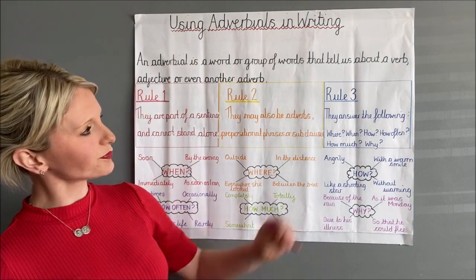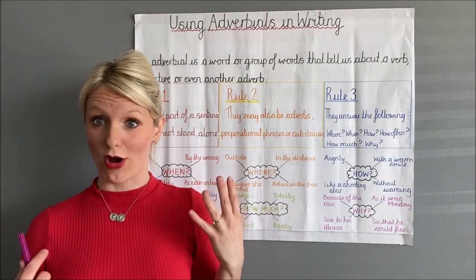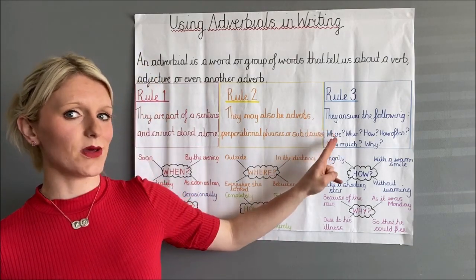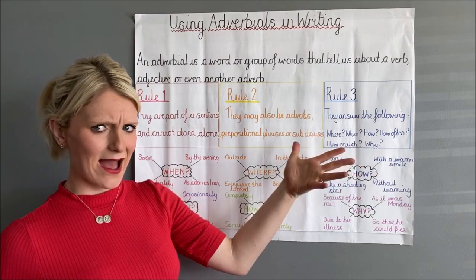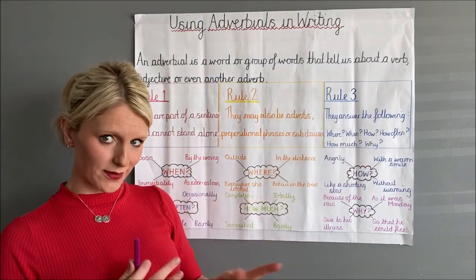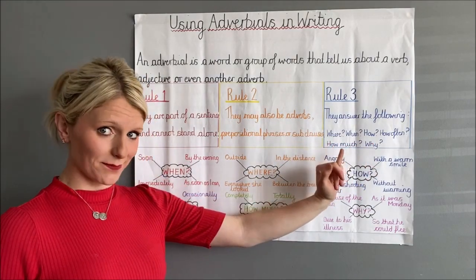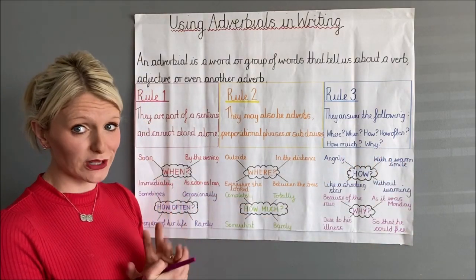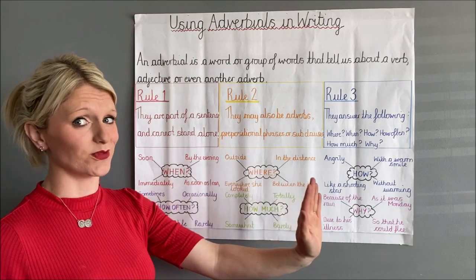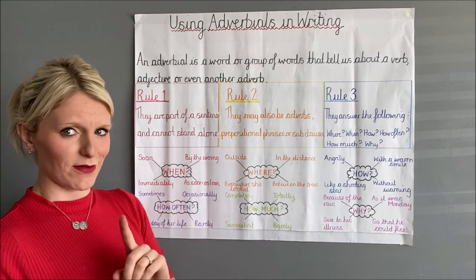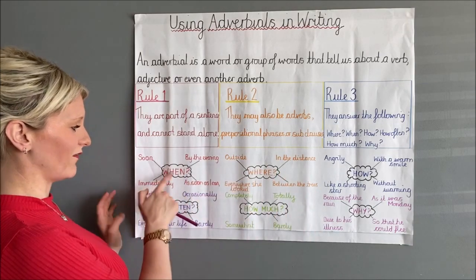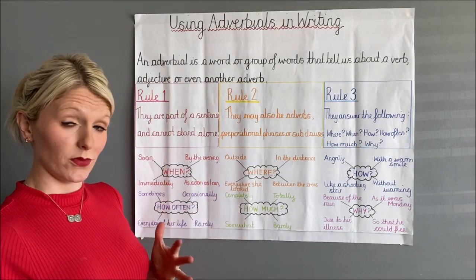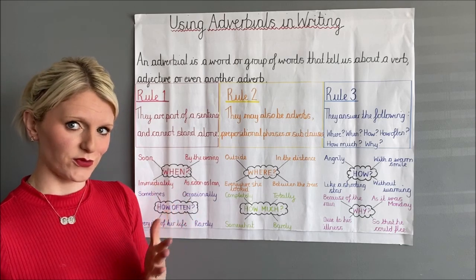Rule number 3 is that they are used in our writing to give us more information about where something happened, when something happened, how something happened, how often something happens, how much something happens, or why. Down here, I'm really sorry if you've watched the other 2 videos, because I am going to read these examples out again because I know that they're very small on the camera. For each of the questions that we've mentioned in rule 3, I've given you a few examples of adverbials that you might use in those cases.